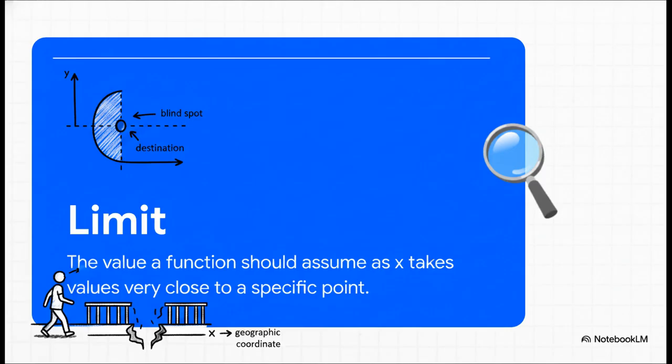A limit isn't about what the function actually is at that exact blind spot. It's about the destination the function approaches as we get incredibly, infinitesimally close to it. Imagine you're walking toward a bridge that you know is broken right in the middle. The limit isn't the gaping hole in the middle.